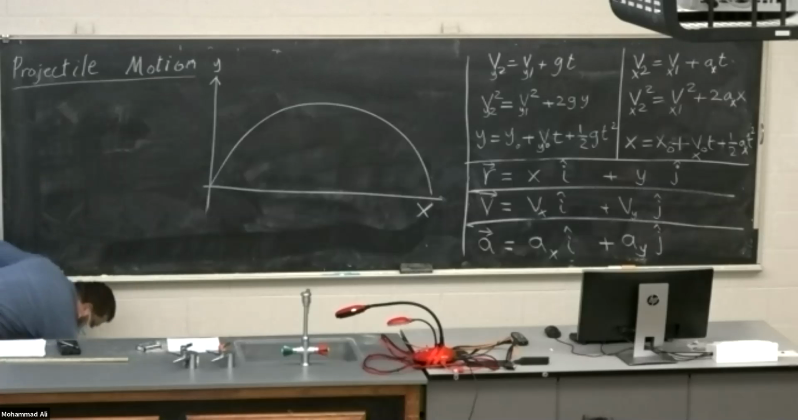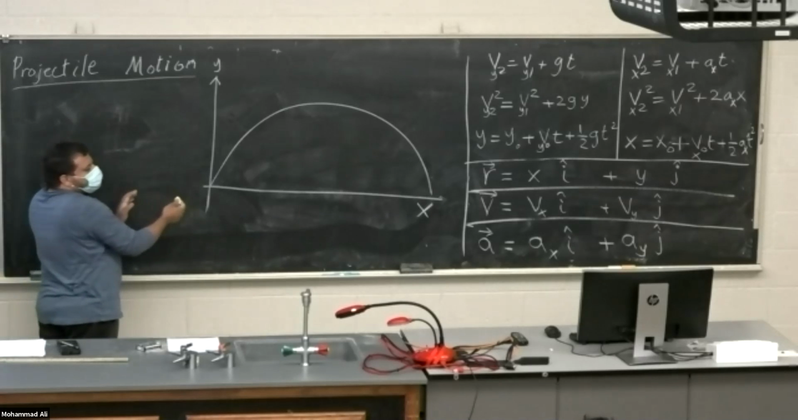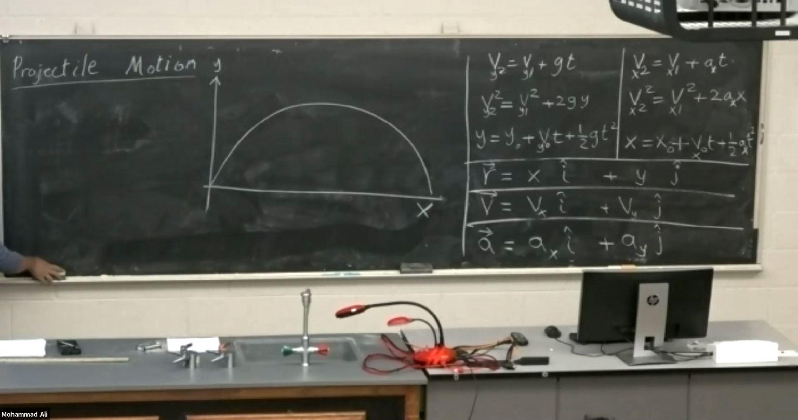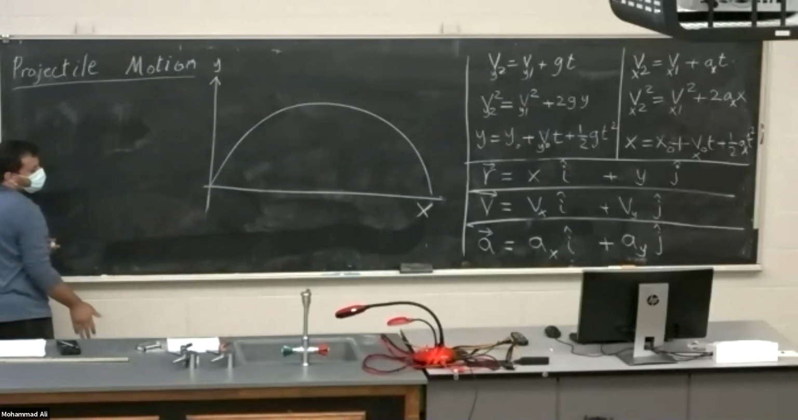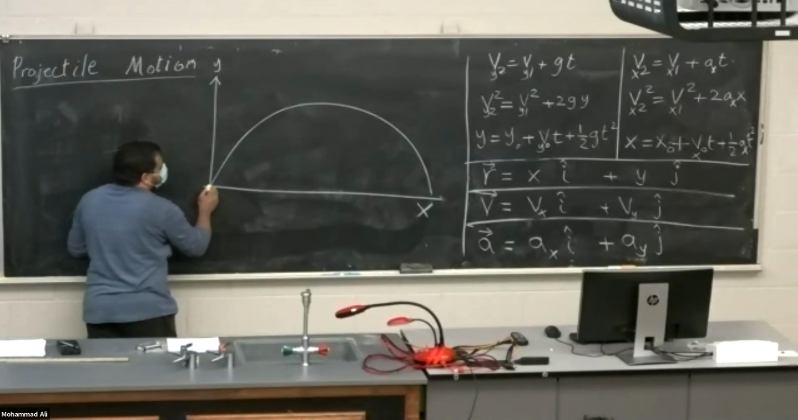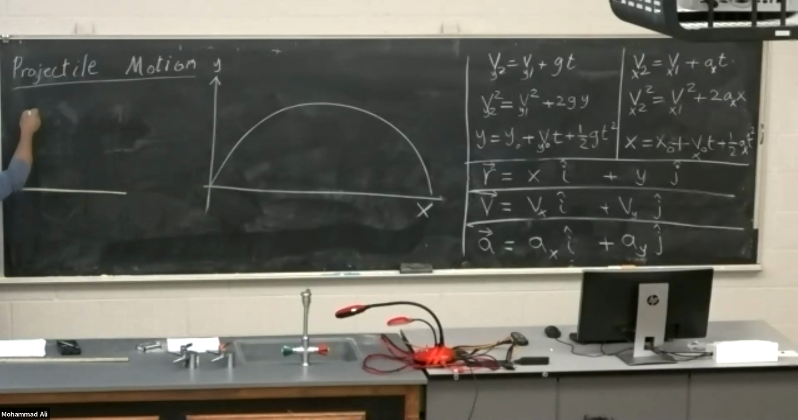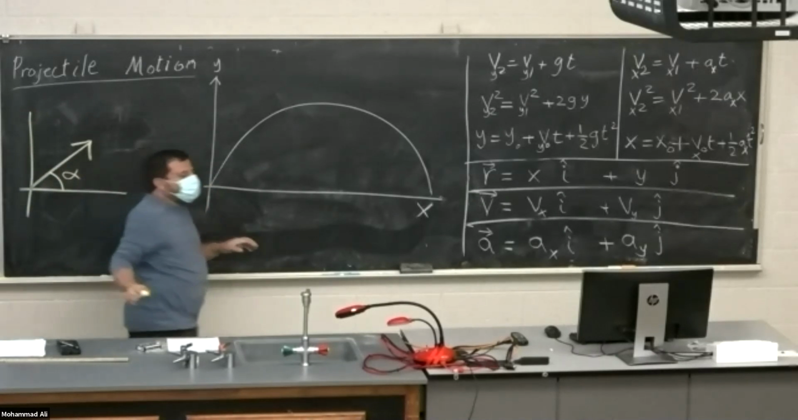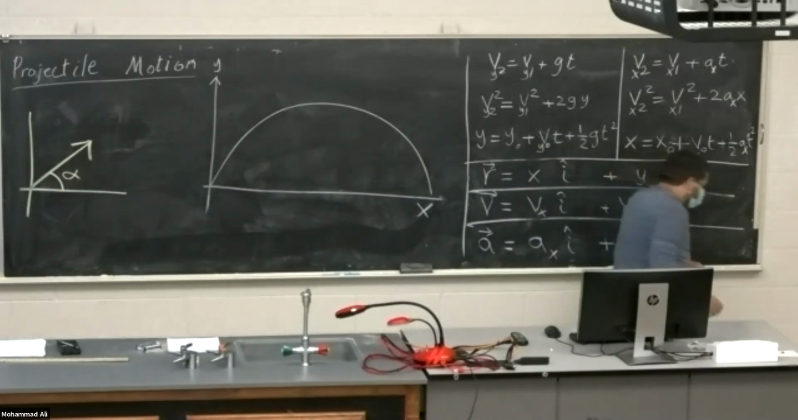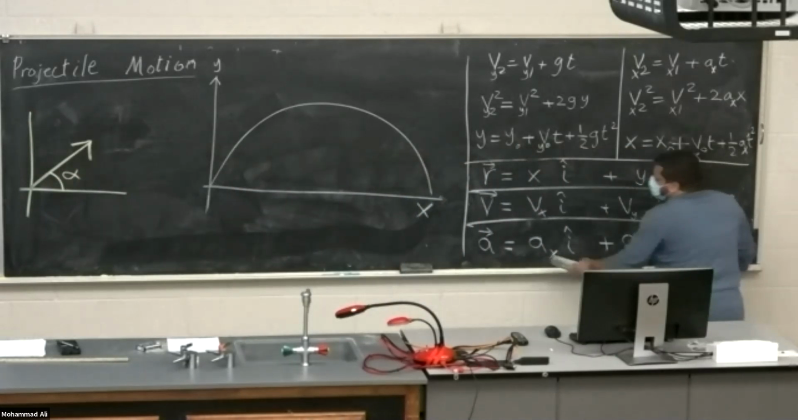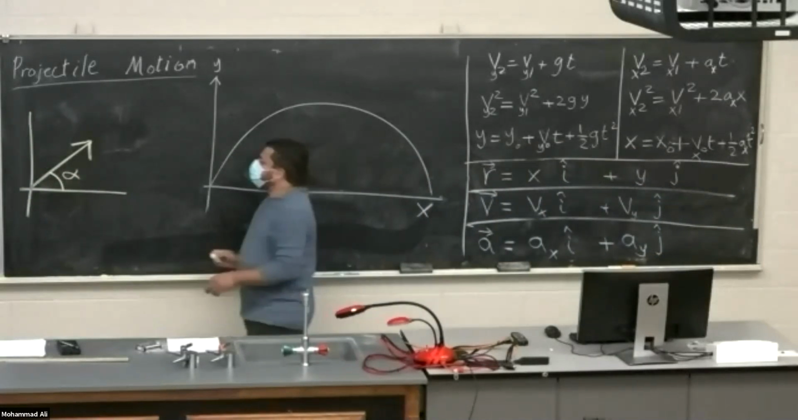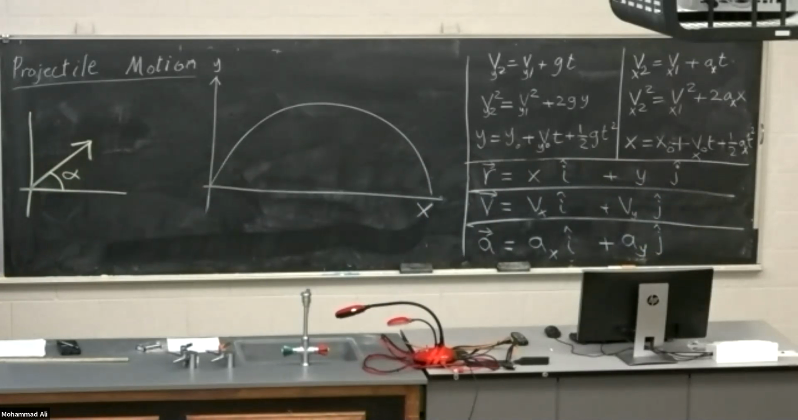But what if I have an angle? When I throw this like this, I have an angle. I have angle theta or alpha. You can name it as you like. In the notes, I name it alpha.